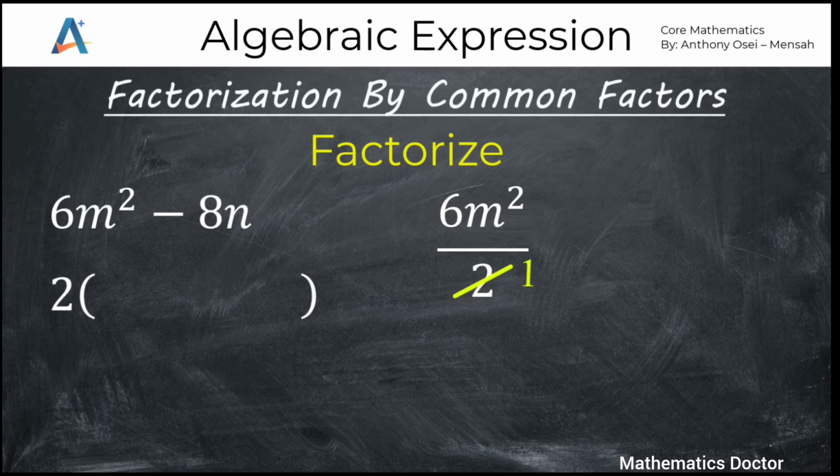2 here, 1. 2 into 6 is 3. So 3m squared becomes our final answer. We put a 3m squared here, so 3m squared. Now we take minus 8n and divide it by the common factor, which is 2.